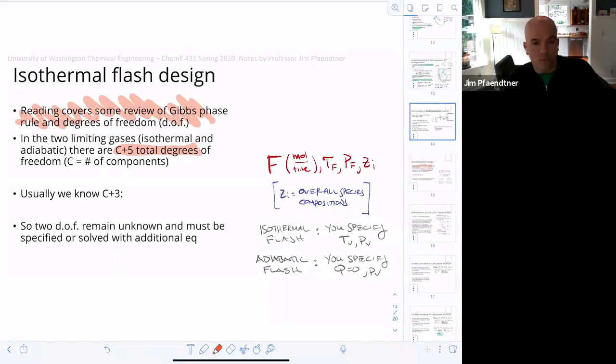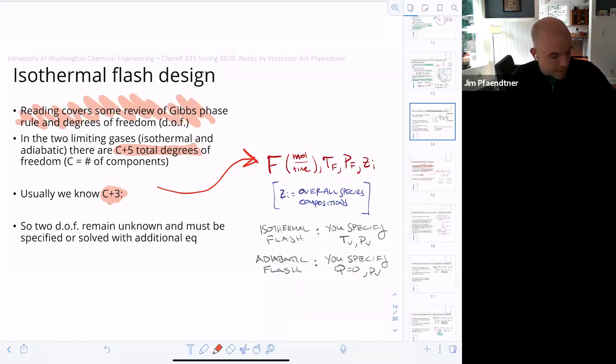And generally, when we go about the design of these systems, we normally know C plus 3 degrees of freedom. And so those C plus 3 degrees of freedom would typically be specified right here. This makes sense from the point of view of design. We have specified the feed conditions, so we'll know the feed flow rate, temperature, and pressure, as well as the compositions. That's C plus 3.